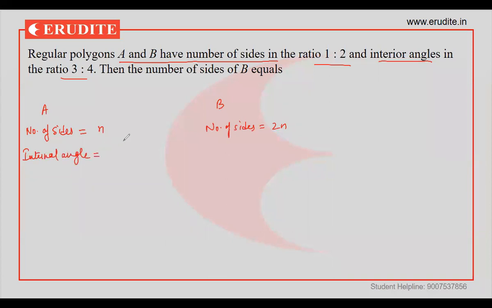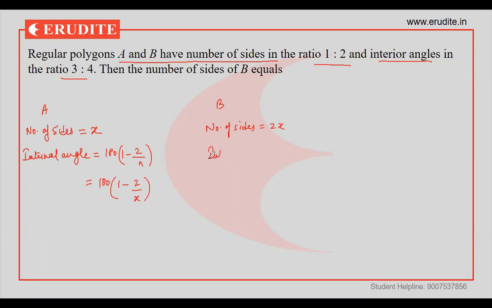Now guys, for the internal angle of polygon A, the formula is 180 into 1 minus 2 upon n, where n is the number of sides. It might confuse you, so I'm taking the number of sides of A as x and that of B as 2x. This is the general formula for the internal angle, where n represents the number of sides. So here it is x, and I'm putting it here.